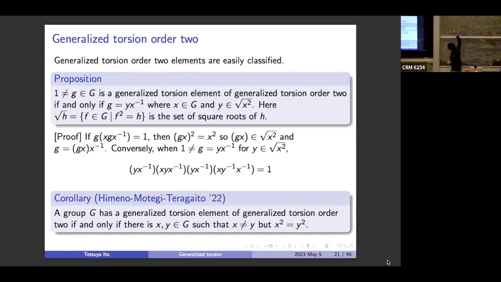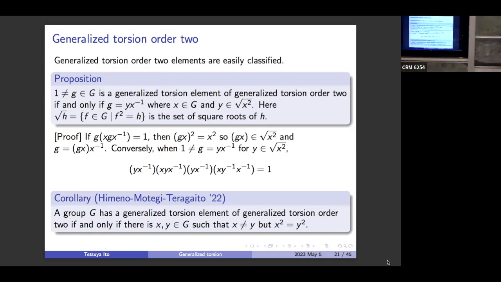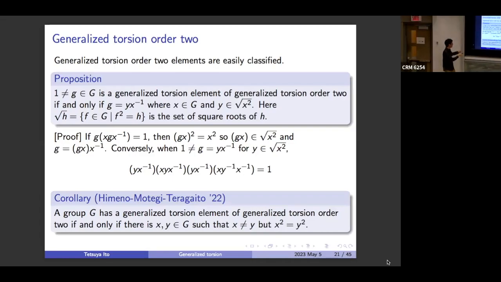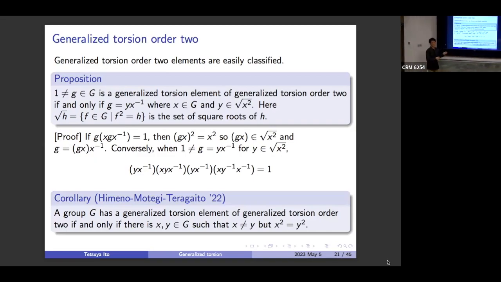Then y x inverse is a generalized torsion element of order 2, and every generalized torsion element of order 2 is written in this form. This is just a simple computation, but I skip it. As a corollary, which was already observed by Himeno, Motegi, and Teragaito, a group G has a generalized torsion element of generalized torsion order 2 if and only if there exist x and y with x squared equal to y squared, but x not equal to y. So thanks to this theorem, whether there is a generalized torsion element of order 2 can be solved, at least in some special cases.